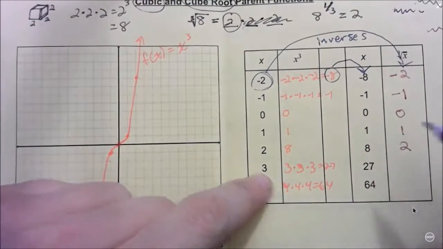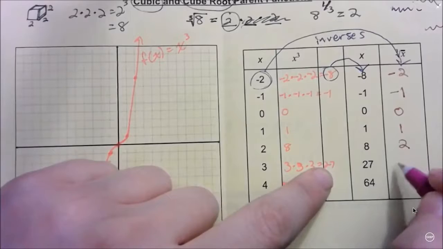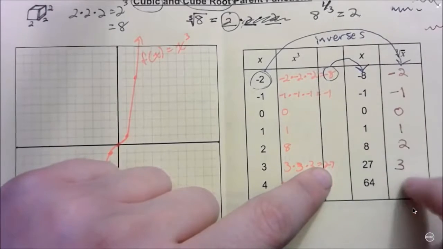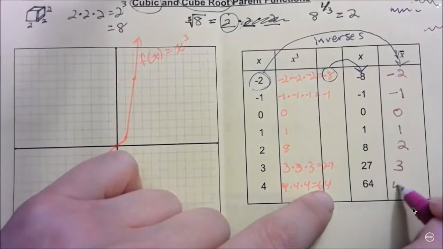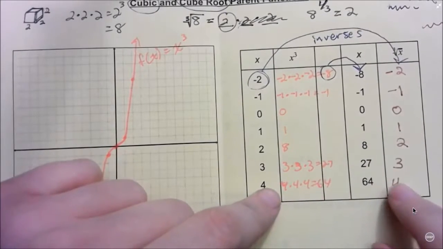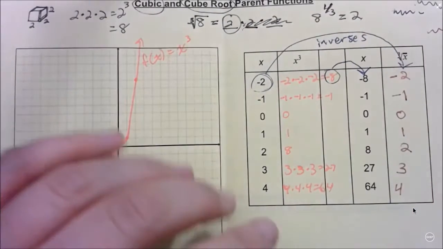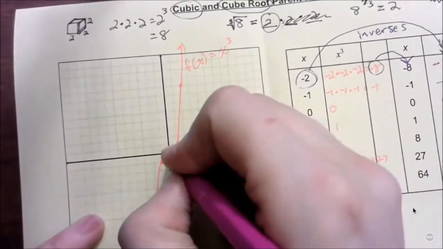It's quicker. So the cube root of 27 is 3, because 3 times 3 times 3 is 27. And the cube root of 64 is 4, because 4 times 4 times 4 is 64. So I'm going to go ahead and graph those now.